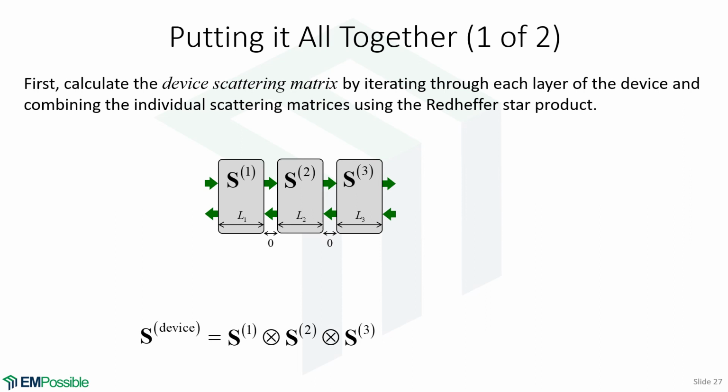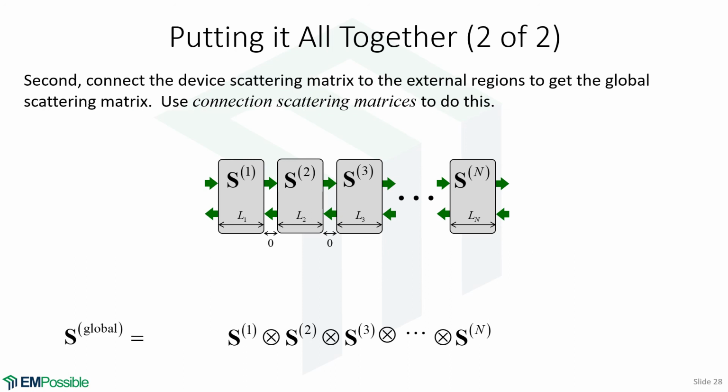We can calculate the scattering matrix of the third layer, do the Redheffer star product, and update our device scattering matrix. And we do this through our entire device. So let's say that there are n layers through this device. At this point, we have what we call the device scattering matrix. However, this is our device lying in our gap medium, which may not be the actual medium that the device is residing in. So what we need to do is connect that device scattering matrix to the outside world, whatever that might happen to be.